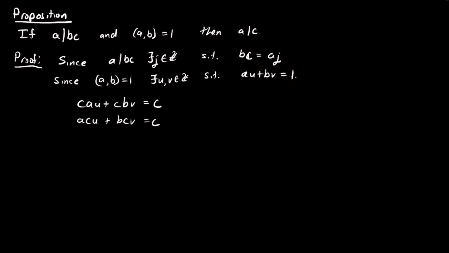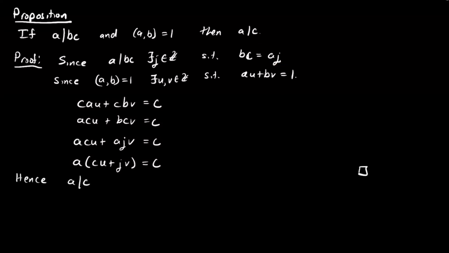And then I might notice that, wait, I know what to do with BC. BC can be replaced with AJ. So let's do that. I'll write this as ACU plus AJV is equal to C. And then I notice that an A can be factored out of the left-hand side. So I'll write this as A times (CU plus JV) is equal to C. And what do I get? Well, I can conclude, hence, A has to divide C. And that's going to prove our result.